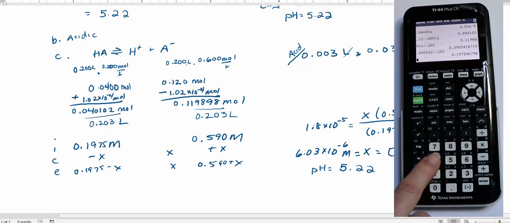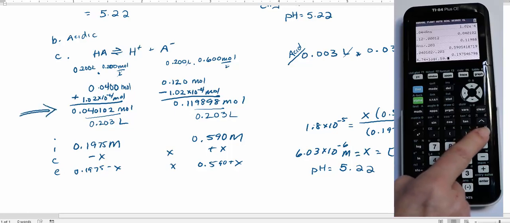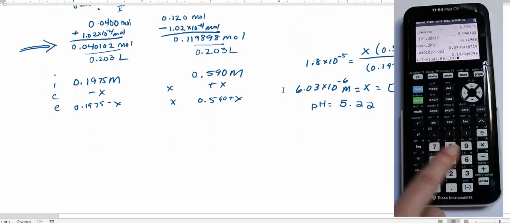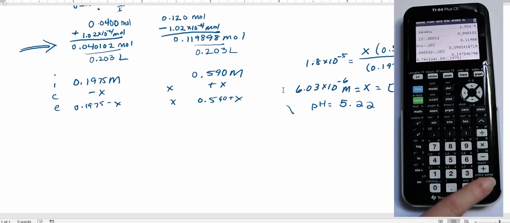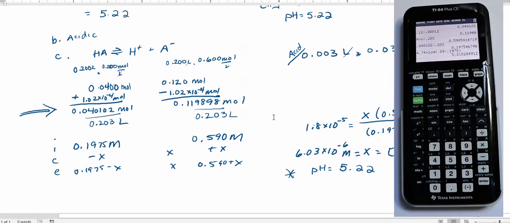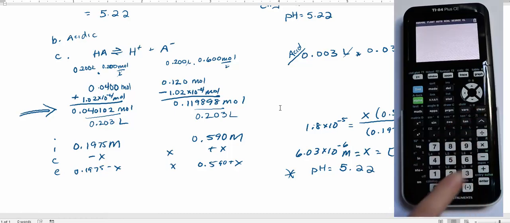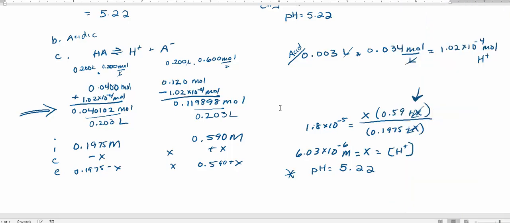Now, because we have a buffer solution and after we have adjusted with our strong acid, we can take these mole values here and plug them into the Henderson-Hasselbalch equation. And if you do that, you should find that you also get a pH of 5.22. Remember, the Henderson-Hasselbalch equation can be used when you can do this simplification. If you can't do this simplification, the Henderson-Hasselbalch equation will not work.